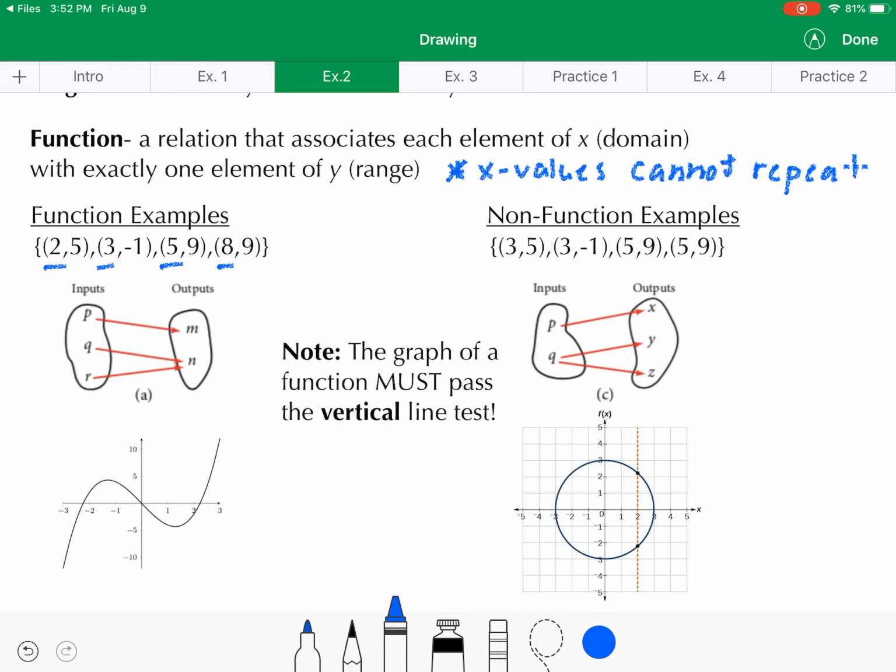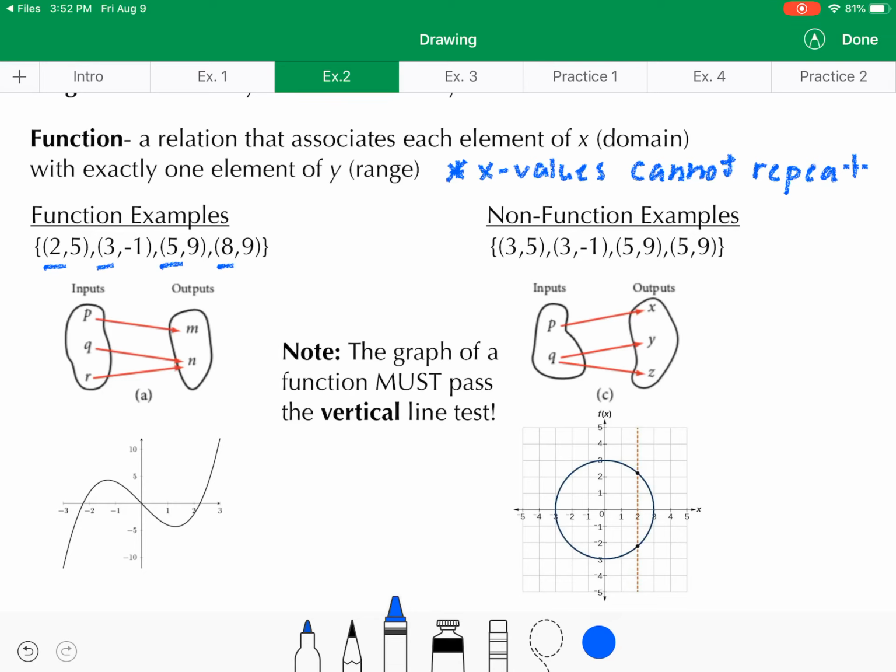Second example is a mapping. Notice our input values, or our domain values, are P, Q, and R. See how each one of them has a single arrow coming off of them, pointing towards the outputs. That makes these functions. And then third example is a graph of a function.